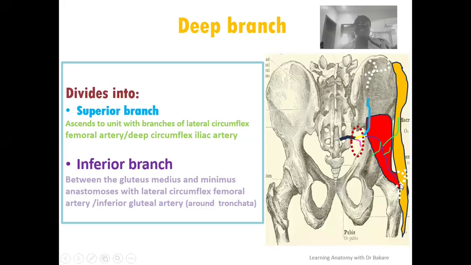So in summary, the deep branch of the superior gluteal artery will be seen to subdivide into a superior branch and an inferior branch. The superior branch will be seen to create anastomosis with other vessels around the iliac region here, created at this upper end. At the lower end here, you have the inferior branch, also creating an anastomosis with vessels around the trochanter of the femur. So this is how this presentation goes.